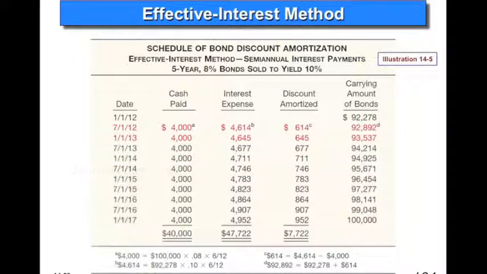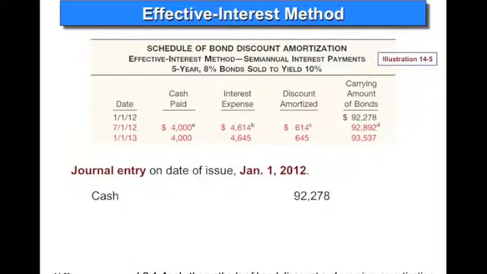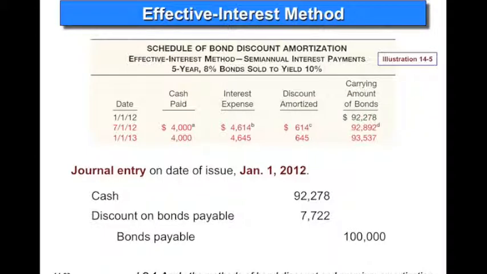Now I want to go over the journal entries of what actually happens. When we issued, I got cash, so I got that much cash. It was an asset. Discount on bonds payable is the remaining piece that is booked on the left side. And bonds payable is 100,000, so I still owe back 100,000. I only got cash of 92,278, and the discount is something I'm going to amortize.